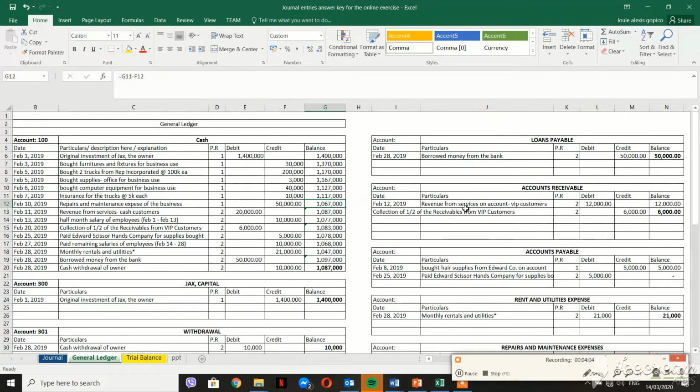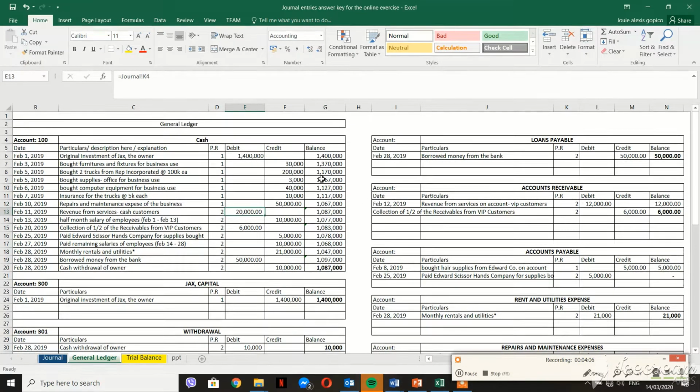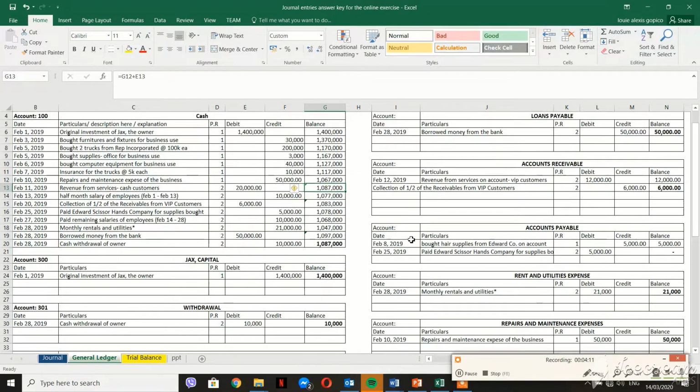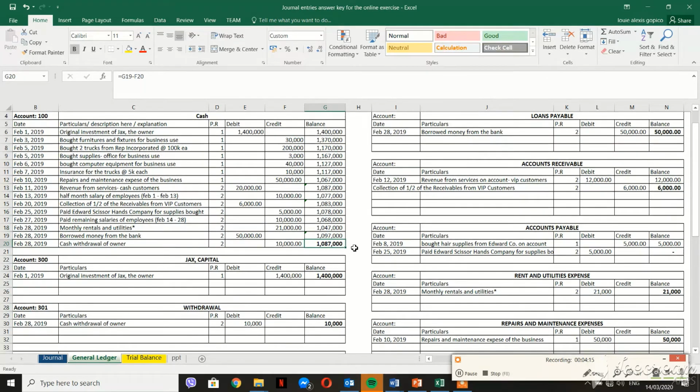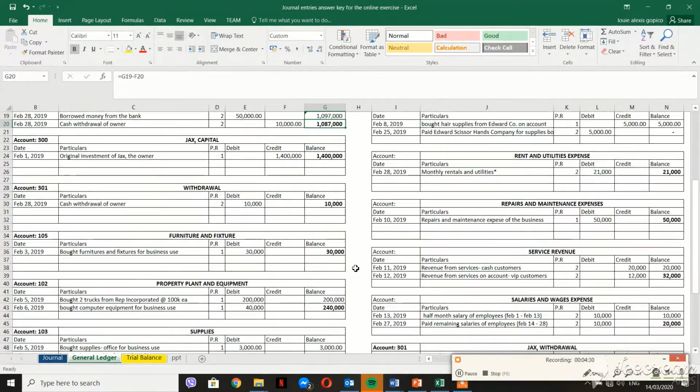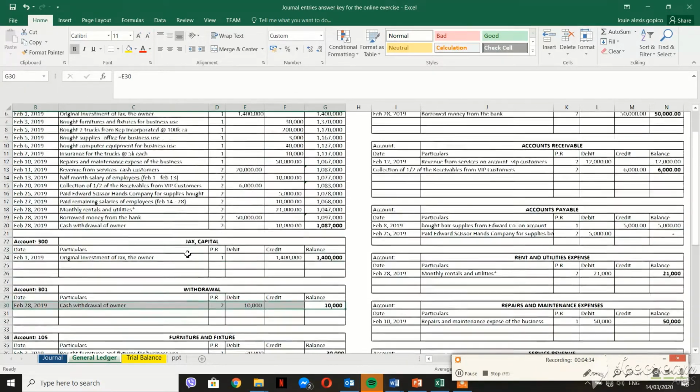So 1,067,000 plus 20,000 is 1,087,000. So you do that for all the transactions. At the end of February 28, or at the end of the month, the balance of cash is 1,087,000. So from 1.4 million, it became 1,087,000. So you do that for all the accounts. You just transfer. Some accounts only have one entry here. Their partner is probably here in cash.